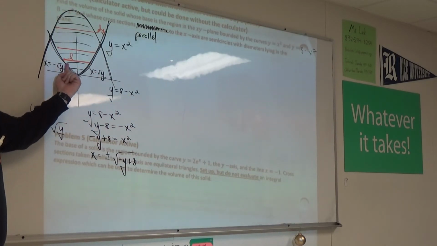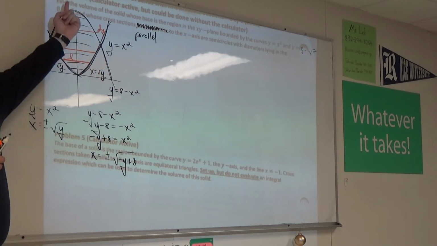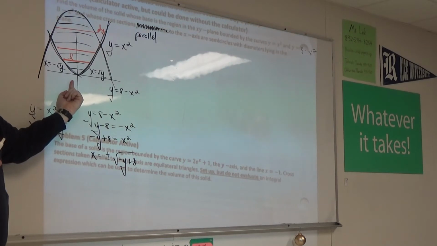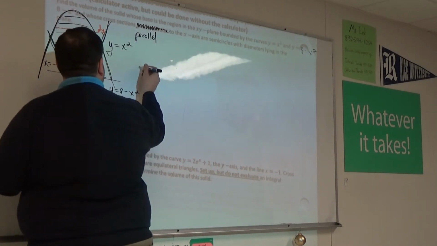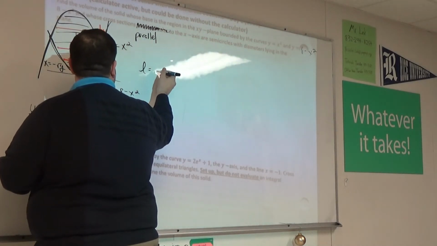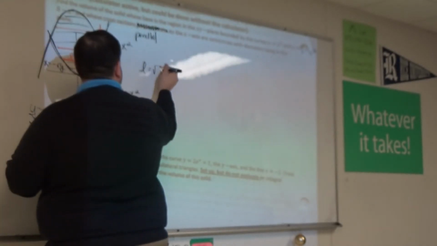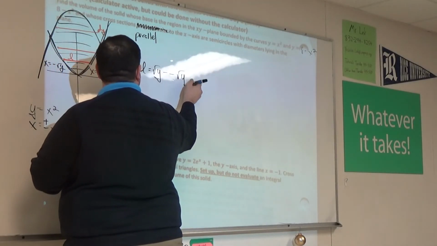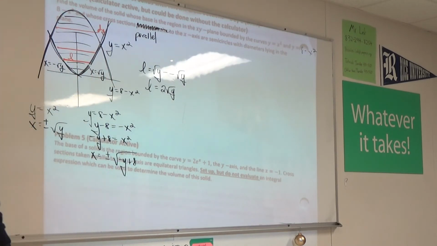Right, we're going parallel to the x-axis, so I need to be thinking to myself, not top minus bottom anymore. Right minus left. Right minus left. So what's L? The guy on the right, square root of y, minus the guy on the left, negative square root of y, which is 2 square roots of y.